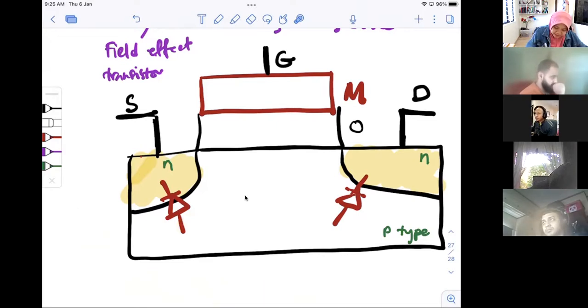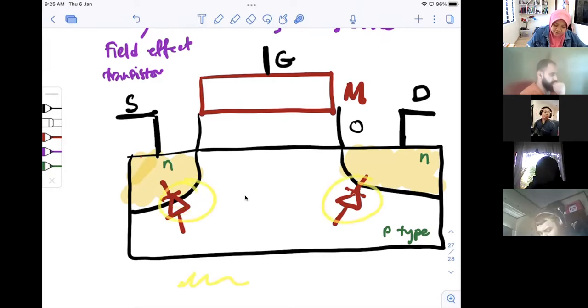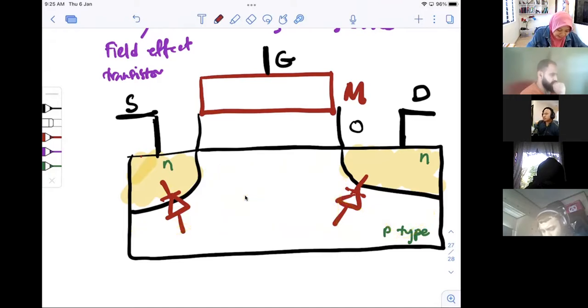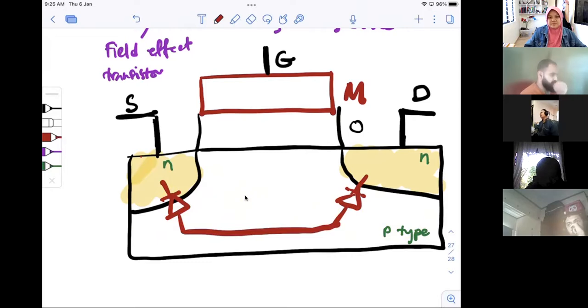Because the two diodes share the same P. A diode is just a P and N junction, right? This whole P is all the same P. So it means that I can draw schematically that the diodes look like this. Okay, so the diodes are connected.